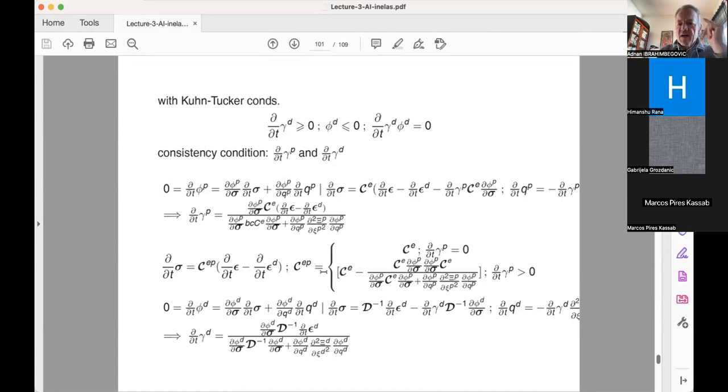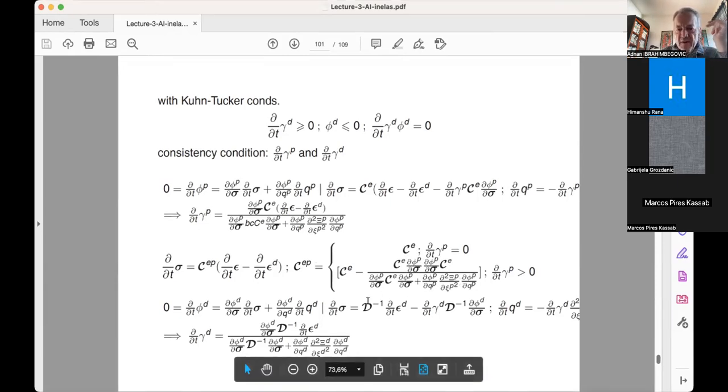So this allows us to write stress rate equations that could be either C elastic times epsilon dot minus epsilon damage dot, if you have an elastic process, or it could be the elastoplastic modulus, which is here, C elastic minus C elastic times d phi d sigma C elastic divided by this scalar term, d phi d sigma C elastic d phi d sigma plus d phi dq times the hardening modulus of plasticity times d phi dq. And after that, we take the consistency equation for damage.